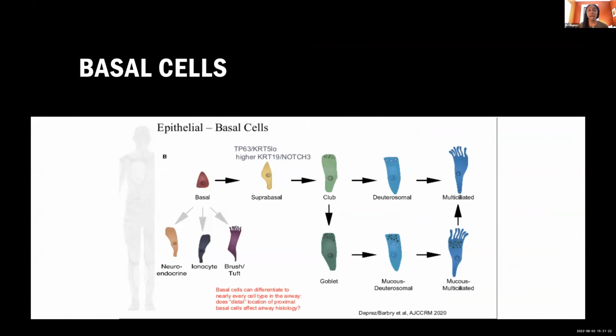Here we can see that basal cells are not only progenitor cells, but they're also classified as epithelial cells. This is just an example of the different cells that basal cells can differentiate into in the lung. And we can see below in red the initial question posed by Dr. Duong.